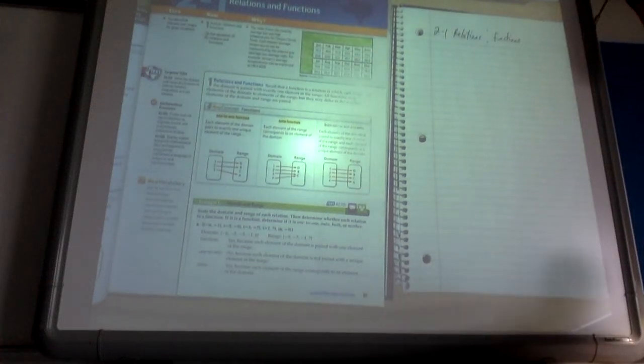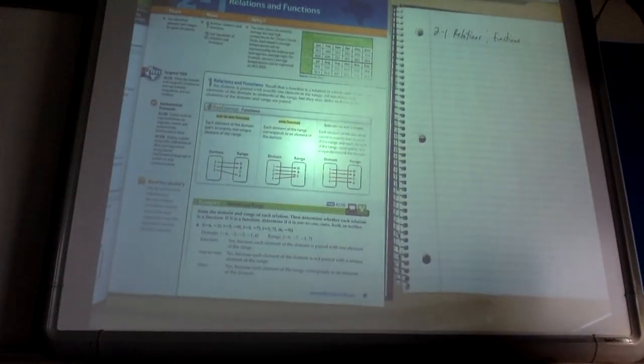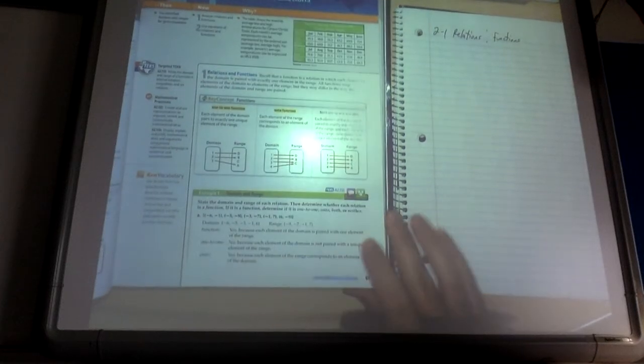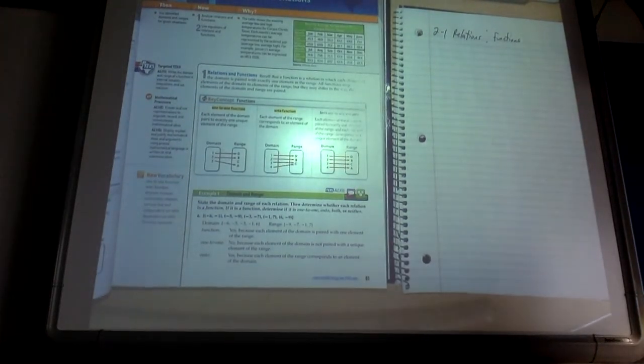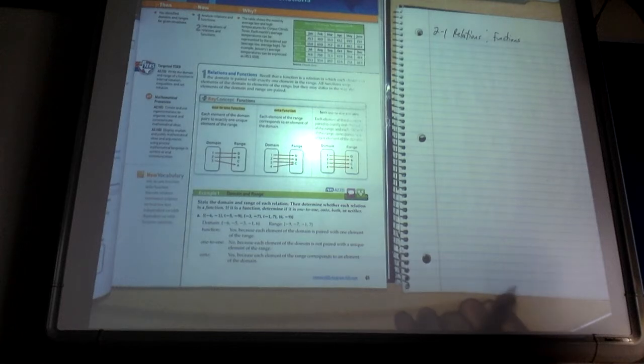Today we're going to be in chapter 2, section 1. We're going to talk about relations and functions. Not a whole lot of writing to do with this, but some things that are going to be pretty key as we move along in Algebra 2.